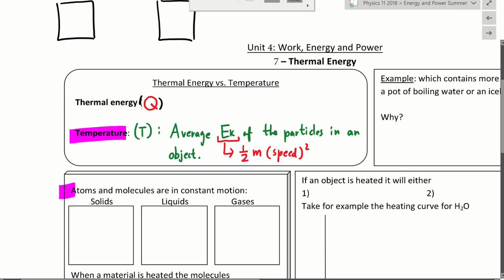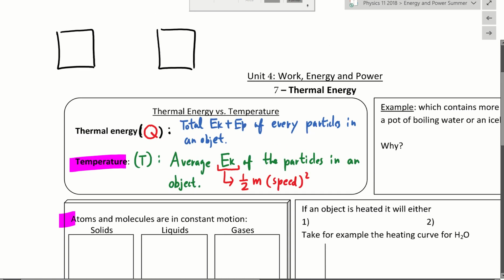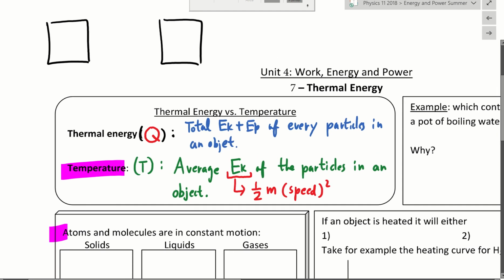Simple, okay? So Q for thermal energy. Thermal energy is the total kinetic plus potential energy of every, so now we're actually counting every one of them, every particle in an object. Okay, so what's the difference between this and temperature? Well, thermal energy is the total kinetic plus potential energy of every particle in an object.